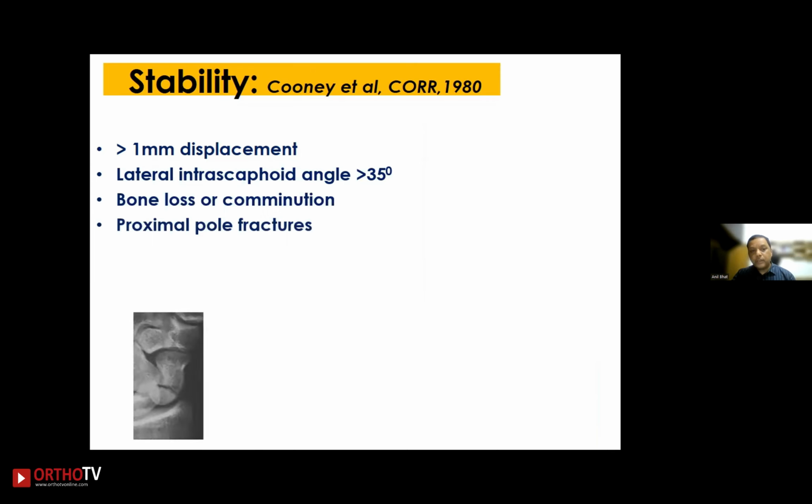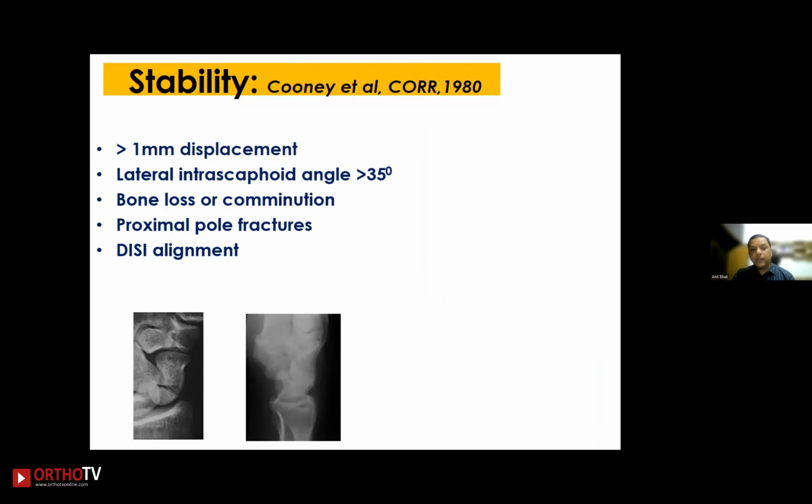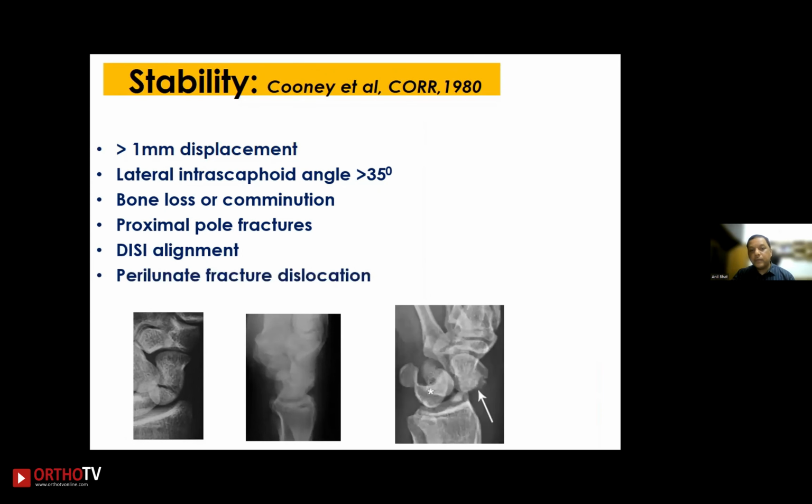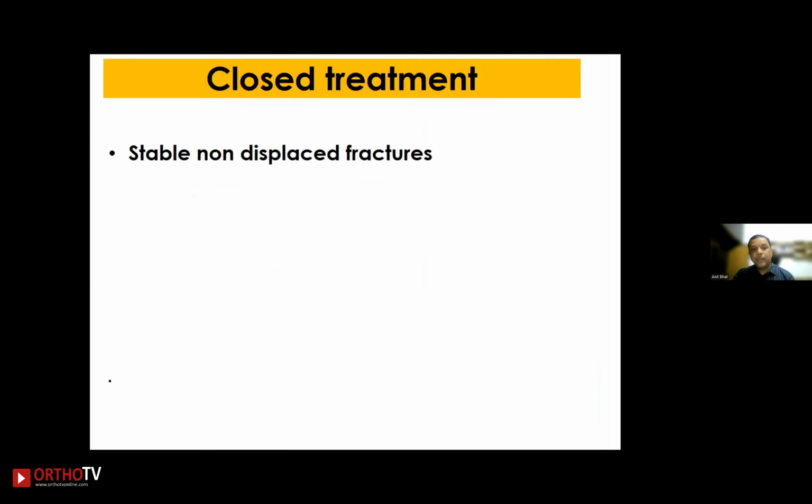Any bone loss, comminution, all proximal poles inherently are unstable fractures. There's no role for plaster and conservative management in this. And of course, if there's a DISI alignment because of perilunate fracture dislocations, they're all very unstable fractures. So your closed treatment works when it is stable and it is non-displaced.